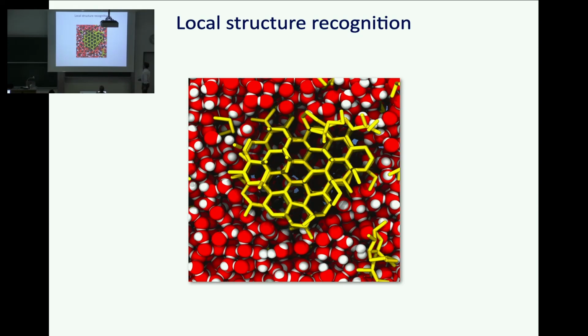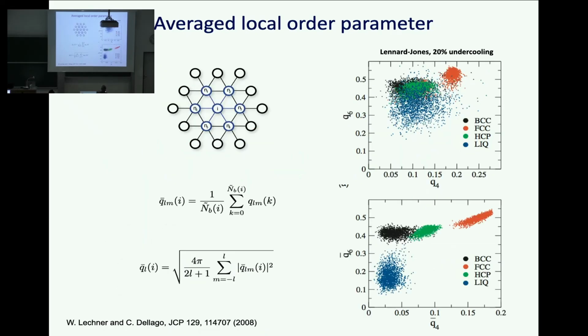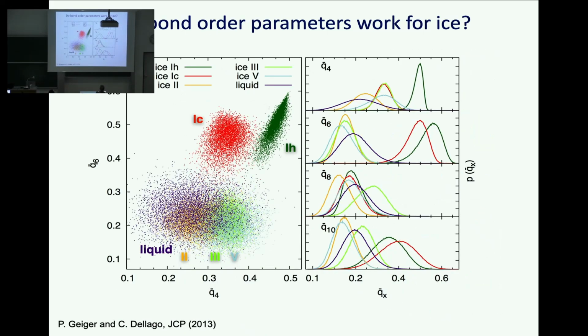So let me just tell you that classifying structures is an easy problem for machine learning. Traditionally, local structures are characterized using Steinhardt bond order parameters based on spherical harmonics. This works in some cases. In other cases, for instance water and ice, it does not work so well. The question is, can we classify structures based on the symmetry functions of Behler and Parrinello?